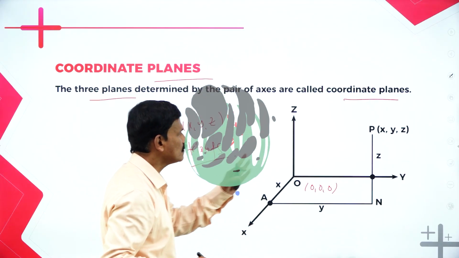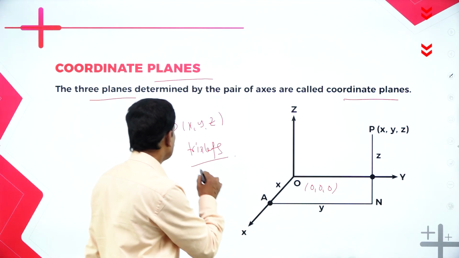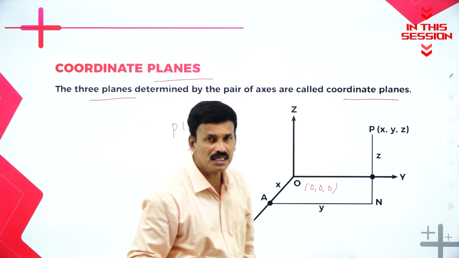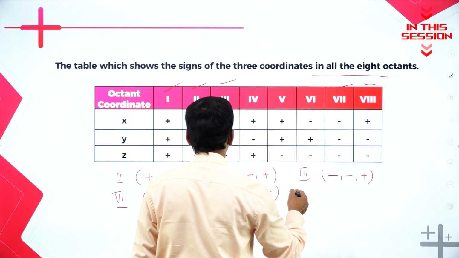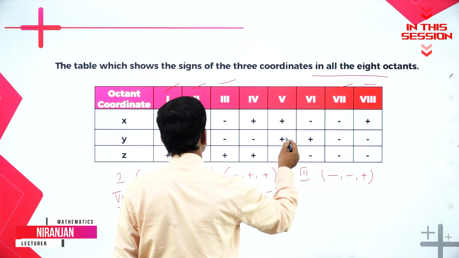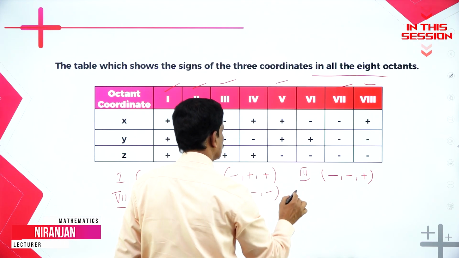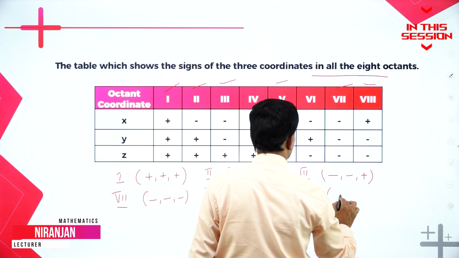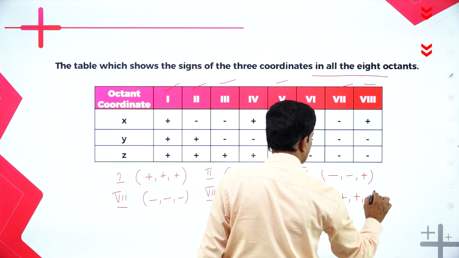P(x, y, z). In 3D, we are going to represent in the form of triplets x, y, and z. So this is quite opposite to positive, positive, and negative. Fifth octant, that is the fifth one. In the fifth, we have plus, plus, and minus.